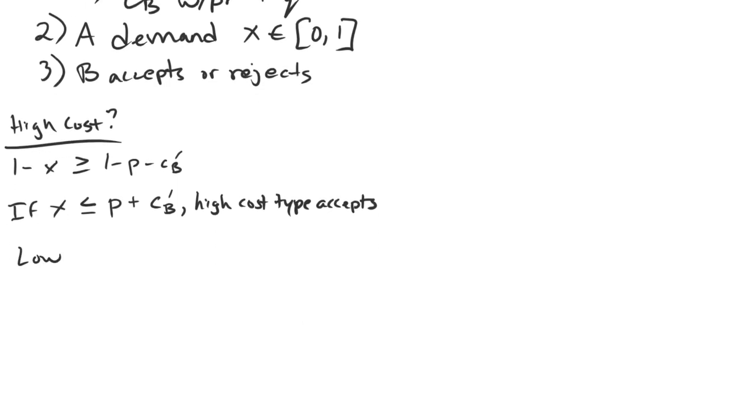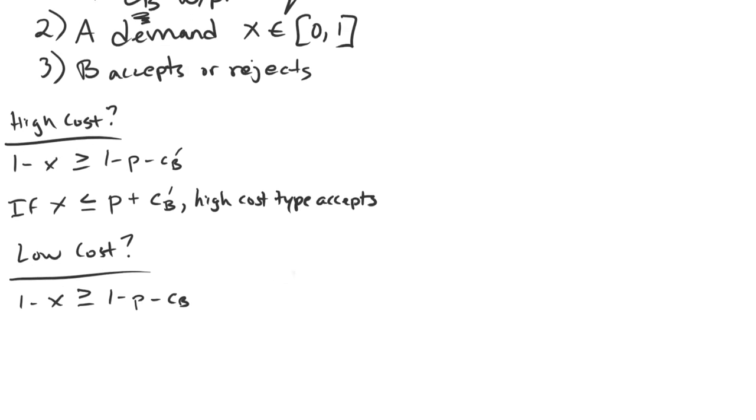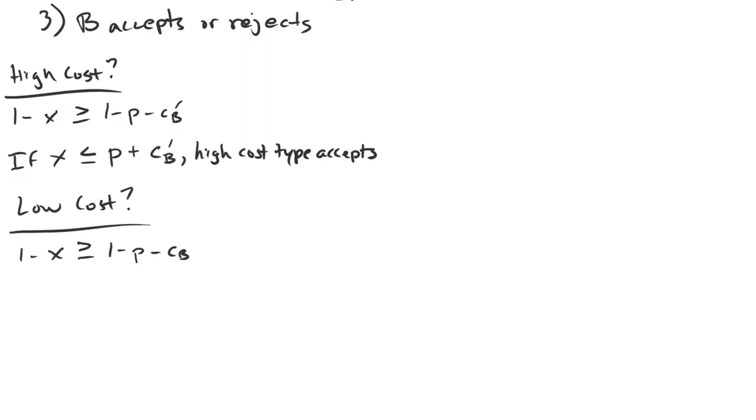Let's do the low-cost type. Well, its payoff for accepting a demand is just like the high-cost type. That doesn't change. It's just a demand. They're not fighting a war. If they're accepting it, that's just how much they're getting. It's 1 minus X. What is different is the low-cost type's war payoff. So rather than getting 1 minus P minus CB prime, it's getting 1 minus P minus CB because the low-cost type has low costs. It's paying less in terms of war. So we still need to solve this for X, and if we just move X to the other side and cancel out the ones and do all that good stuff, we get X less than or equal to P plus CB. So if X is less than or equal to P plus CB, low cost type accepts.